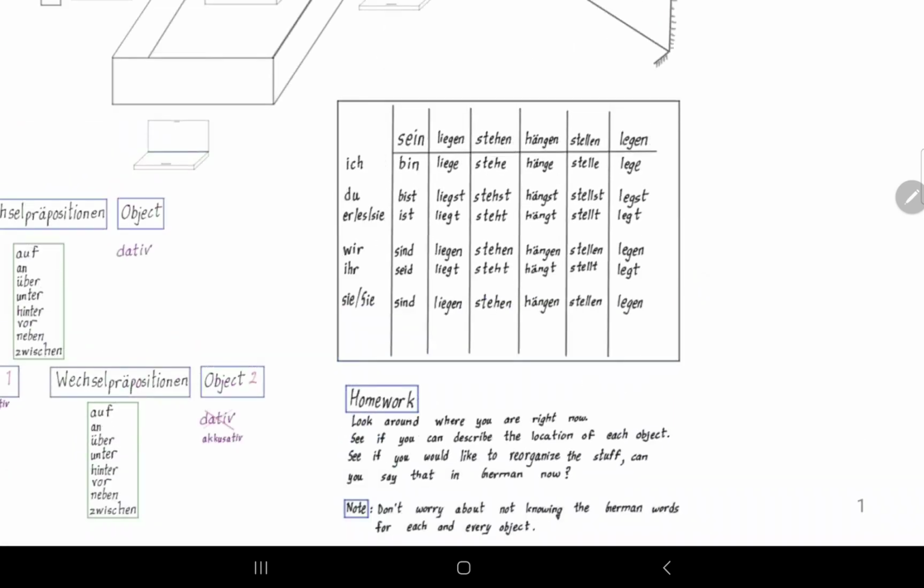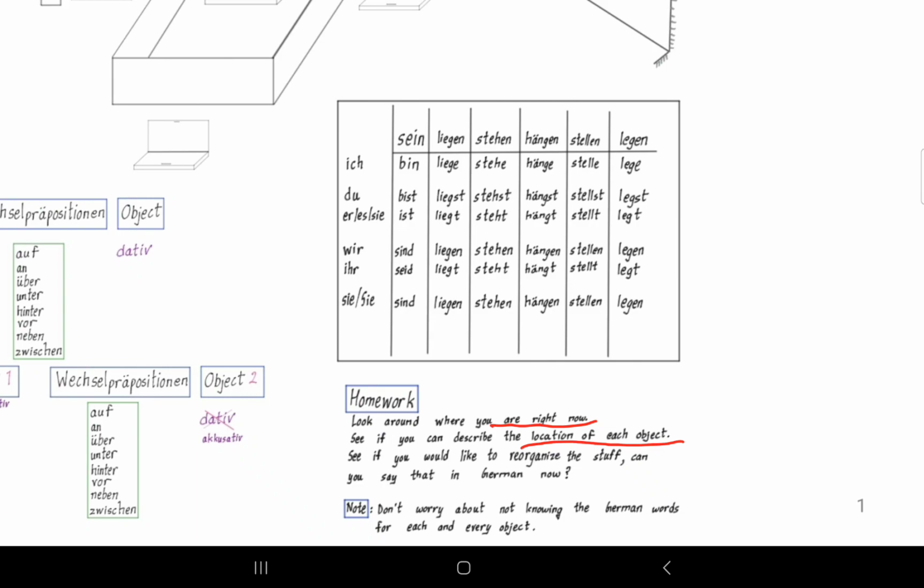Now let's look at some homework that you can do. I believe when you are watching this video after the session, you'll find yourself in some room, right? It can be your home or your office or some other place. Look around where you are right now and see if you can describe the location of each object. For example, let's say you're sitting in your home office, on a chair, and there is a laptop in front of you which is lying on the table. So I hope you know how to describe the position of the laptop with respect to the table now.